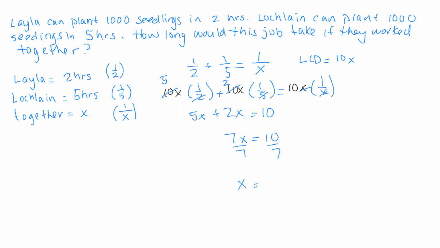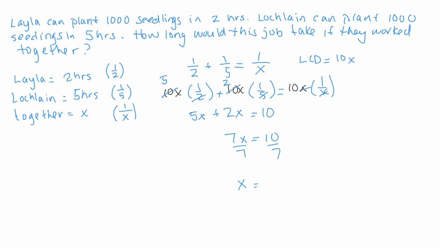That gets me x alone, and you've got options on how you write your answer. You could certainly write your answer as 10 over 7, but generally speaking, when we're dealing with word problems, improper fractions aren't going to be your best bet. So what you could do is either write your answer as a decimal or as a mixed number.